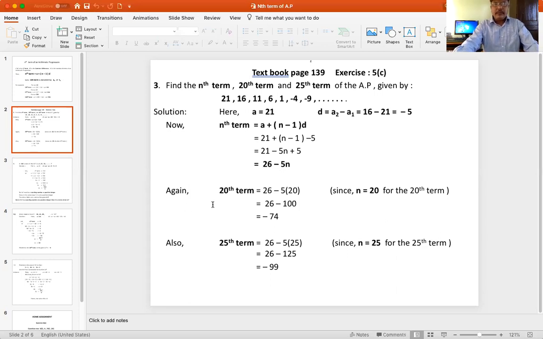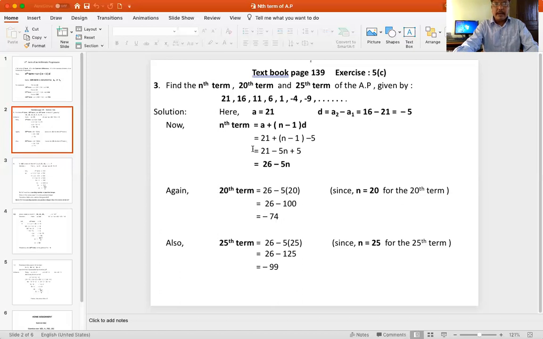Again, the 20th term means your n is 20. So therefore, the 20th term will be equal to 26 minus 5 into n. For n equal to 20, we put 20, so it is equal to 26 minus 5 into 20, which is 100, so 26 minus 100 is minus 74. So the 20th term is minus 74.